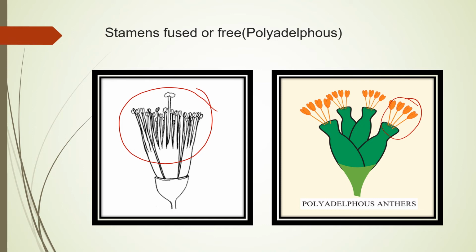Here the filaments are united in a bunch of 4. So that is called polyadelphous anthers. Now there is another variation in this part. We can move on to the next part.